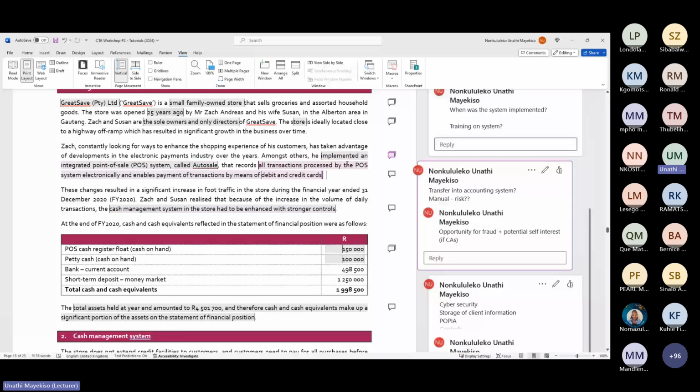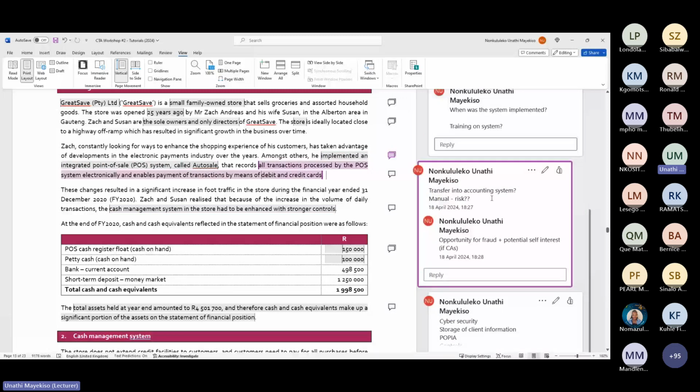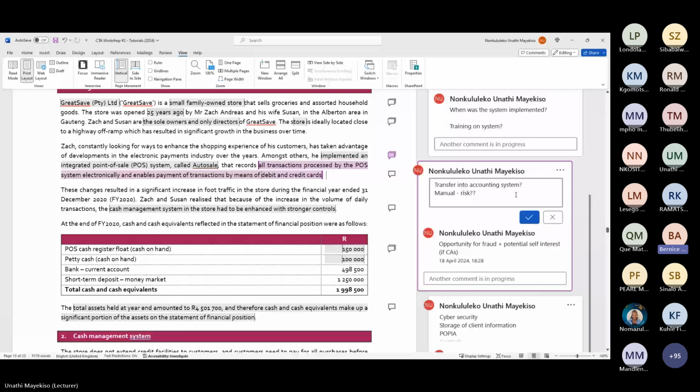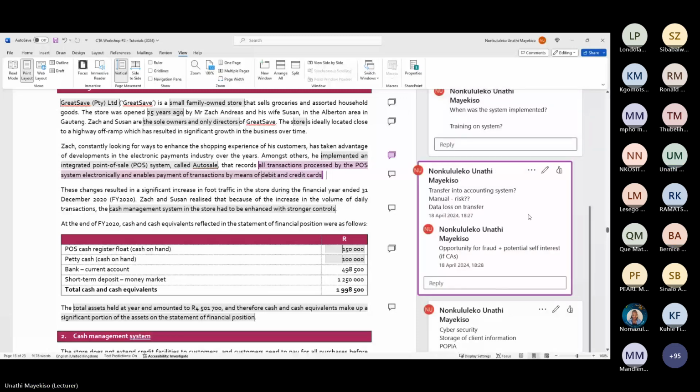We did chat about the transfer into the accounting system, but we didn't put it down. We can maybe add here data transfer, or data loss on transfer. So thank you for that. Okay, thank you.